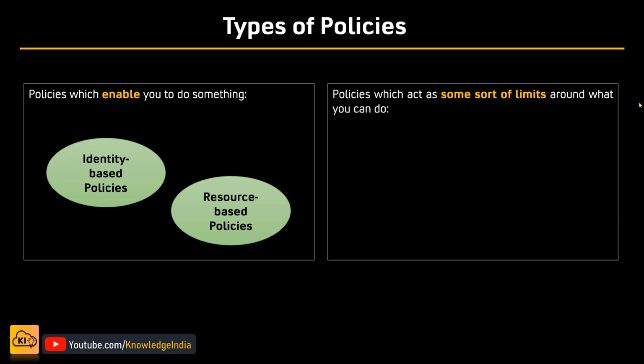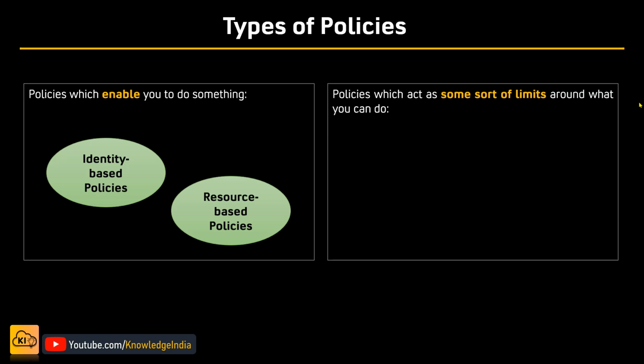And resource-based policies are those which you write at a particular resource level. For example, you may write a bucket policy at the S3 bucket level. You may write an access policy at the SQS queue level, right? So these are resource-based policies. Resource-based policies are of course not applicable for all AWS resources. There are only a couple of AWS resources which actually support resource-based policies, right?